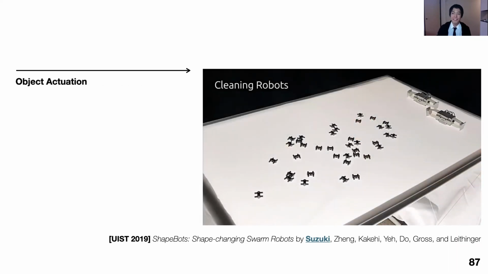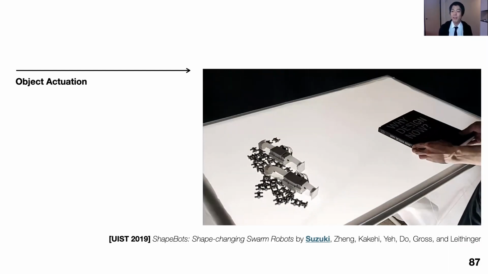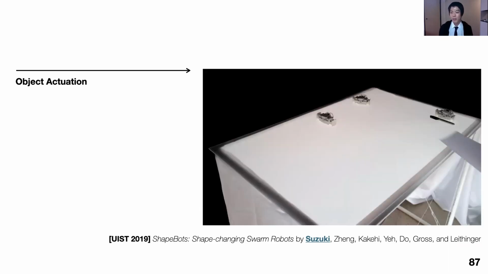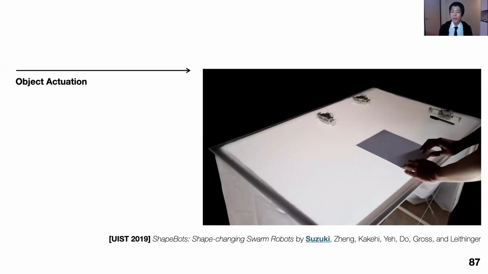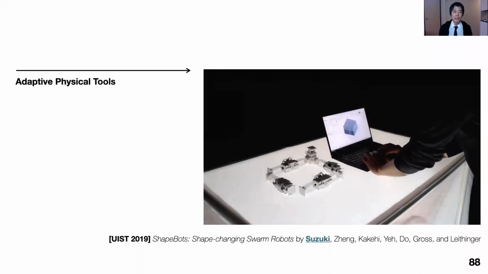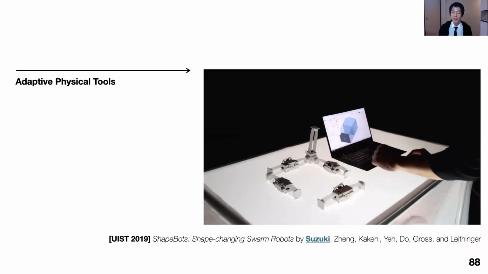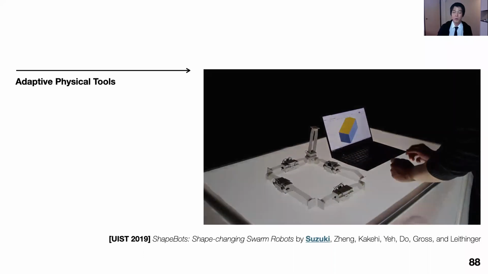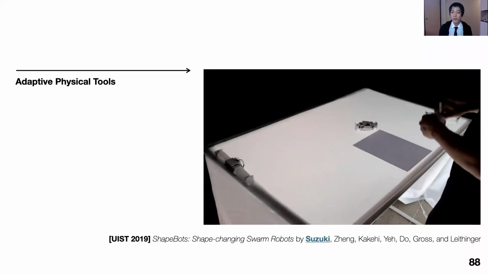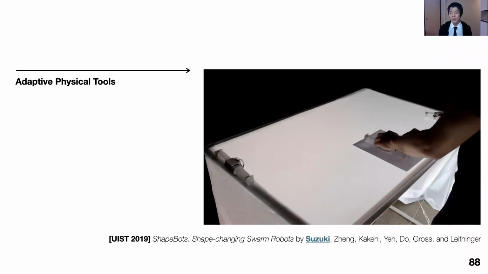And also by leveraging this capability, these robots can actuate objects, such as wiping the debris on the desk before the user starts using it, or bringing a tool when the user needs. And also, these robots can dynamically make an adaptive physical tool to synchronize between the virtual world and the physical world. For example, in this example, the user can synchronize with virtual CAD software, or even become an adaptive physical tool that the user can use through rich tangible interactions.